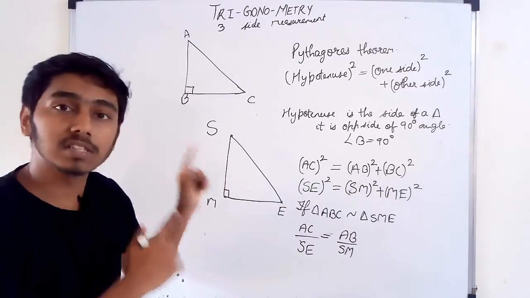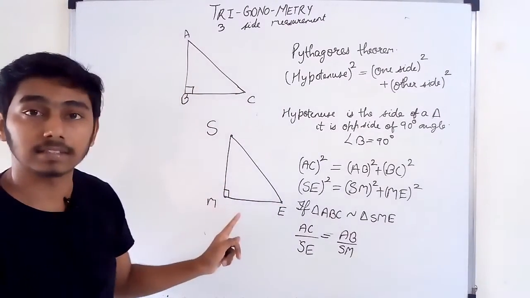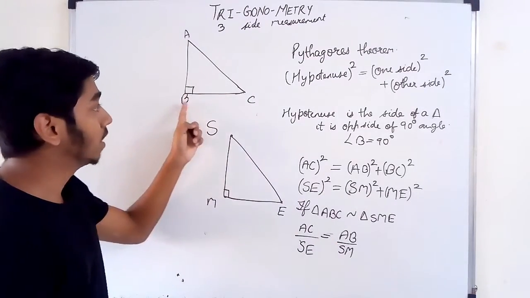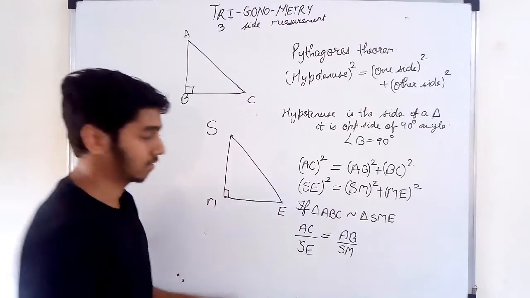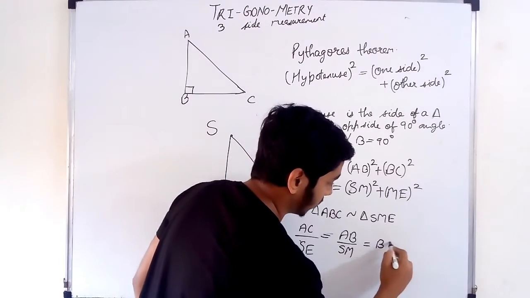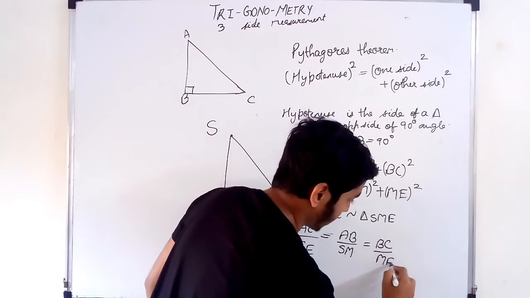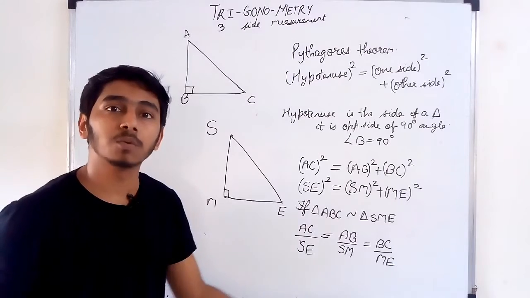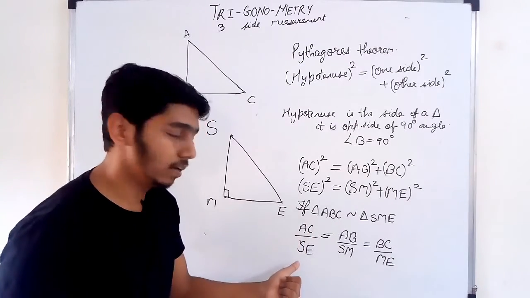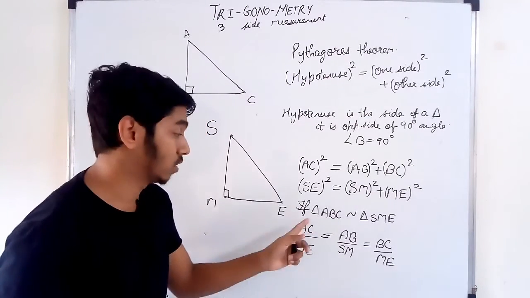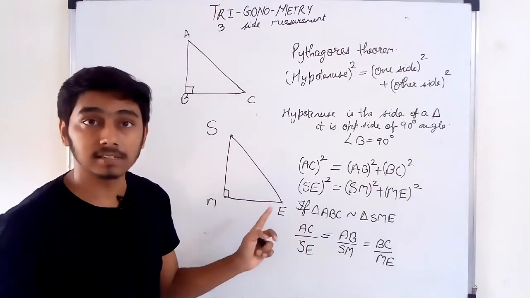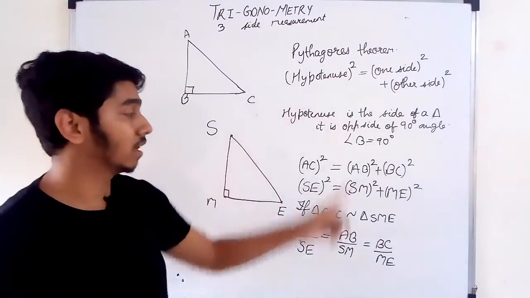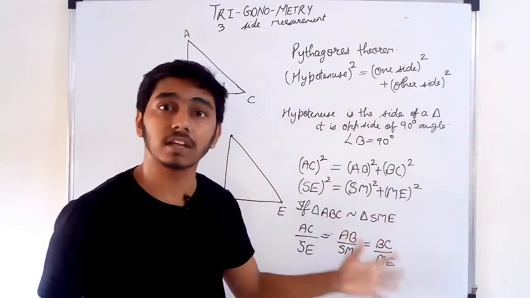AB and SM, they look similar. Standing lines, yes or no? So same way, AB upon SM, then BC upon ME equal to BC upon ME. So this is what sides are proportional. Now what do you mean by proportional? That when you divide one side of both the triangles, then you get the ratio same. Okay, so I hope you have understood this. This we have done in previous chapters itself. This was just the revision.